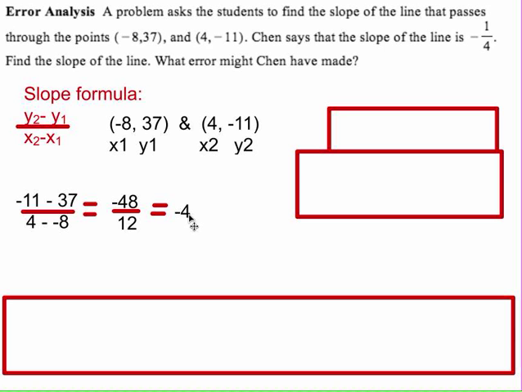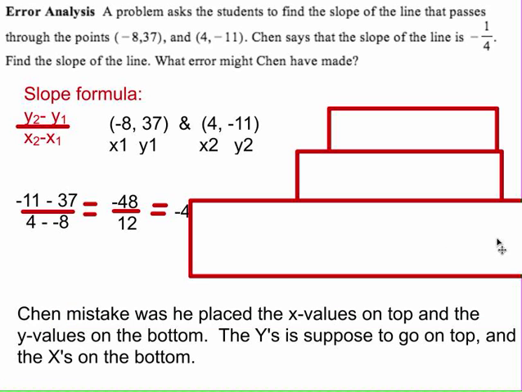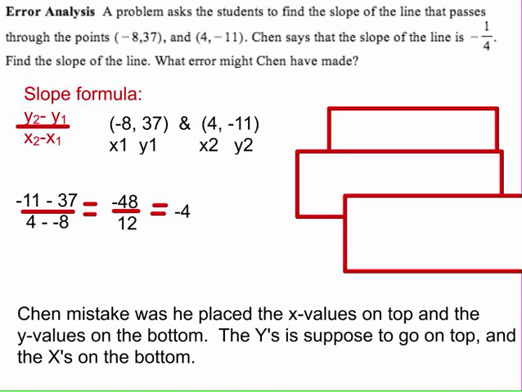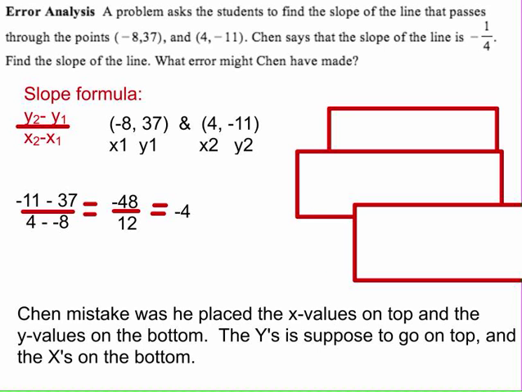Remember, reciprocal just means you flipped it upside down. So 1/4 becomes 4 over 1, which equals 4. Or 2/5, its reciprocal is 5 over 2. Again, you flip it over. So Chen's mistake was that he placed the x values on top and the y values on the bottom. The y values are supposed to go on top and the x values on the bottom.